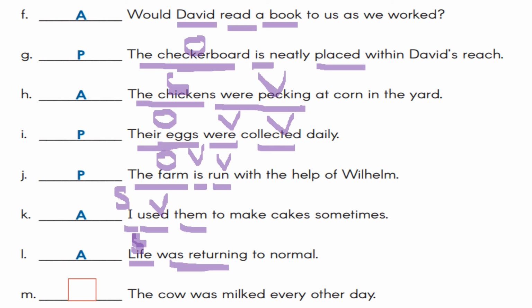Letter M. The cow was milked every other day. So was the cow milking itself? Of course not. So the cow here is the object. So we started with the object, and after that verb to be, and after verb to be the past participle of the verb milk. So this is a passive voice sentence.